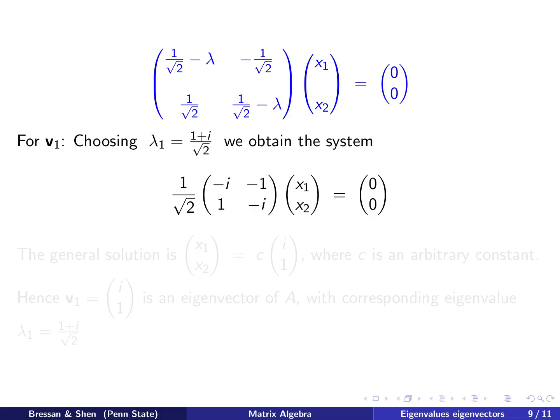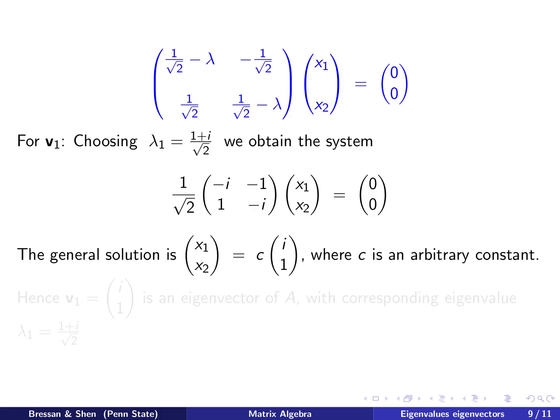What will be a non-trivial solution? Well, we see that this is a number. We can divide both sides by that, so we can discard that one. And then the equation from the first row will be negative x1 minus x2 is 0. And then the second equation is x1 minus x2 is 0.